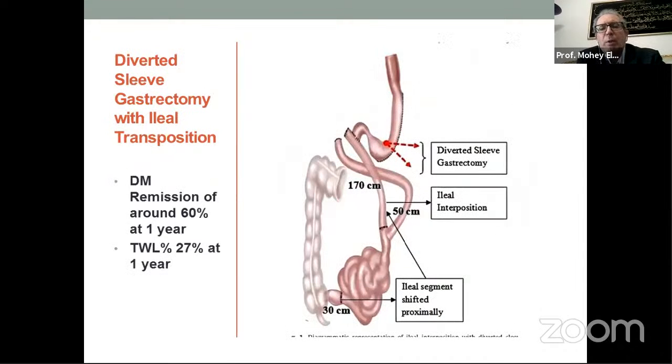Then we have this complex procedure, which is called diverted sleeve gastrectomy with ileal transposition, in which we move 170 centimeters of the ileum, which is taken about 30 to 50 centimeters from the ileocecal junction, and we make an anastomosis with the sleeve on one side and the bowel on the other side. It's a very complex procedure; however, it achieves metabolic success in around 60% of patients, which is comparable to the Roux-en-Y gastric bypass, and maybe one anastomosis gastric bypass is even better.